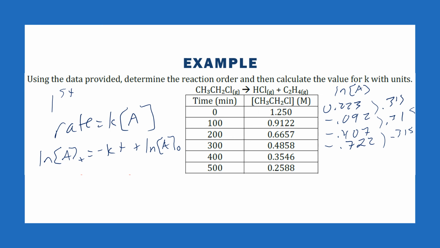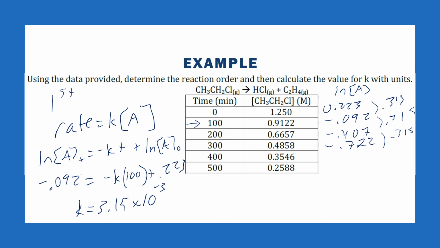So let's go ahead. I'm going to just use the natural log at time 100 because I have that as negative 0.092 is equal to negative K times t, where t is 100. And then the ln of the initial concentration I already have was 0.223. I can go ahead and solve for K, and I get 3.15 times 10 to the negative 3. And because it's first order, I know that the unit for the rate constant is the inverse time. But careful, this one, the time is in minutes, so it will be minutes negative 1 instead of seconds negative 1.